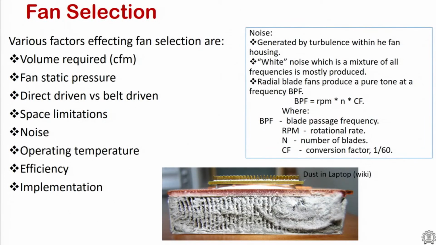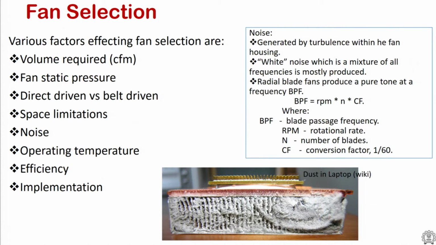The other aspects of fan selection are how much volume flow rate is needed and what the fan static pressure is. These are the two parameters that we discussed. But then what is the environment that it is in? For example, is there dust, and what is the noise specification, because fans generate a lot of noise in their systems.